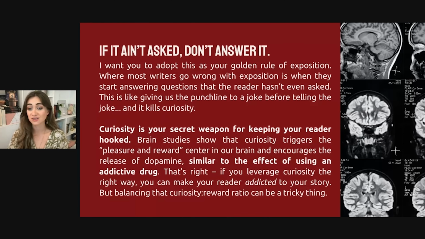Brain science literally shows that curiosity triggers the pleasure and rewards center in our brain and encourages the release of dopamine, similar to the effect of using an addictive drug. They've literally studied this and watched brain scans of what curiosity does to your brain. It's amazing. So if you leverage curiosity the right way, you can literally make your reader addicted to your story. Seriously. But balancing that curiosity reward ratio can be a tricky thing. So we're going to look at what that magic ratio is now.